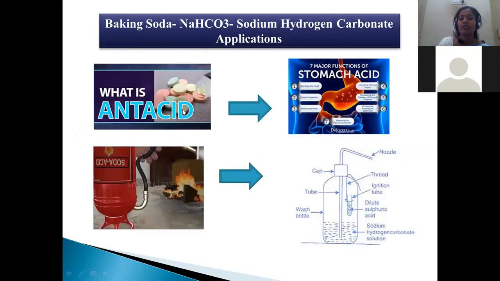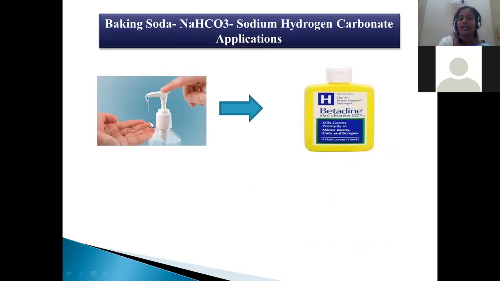In other applications, it is used to neutralize the stomach acid, and in fire extinguishers it is used to stop accidental flames and fires. It is composed of dilute sulfuric acid and sodium hydrogen carbonate. Upon mixing, carbon dioxide gas is evolved, which is used to stop the flames, right? And it also has a mild antiseptic property, hence it is used to kill pathogenic microorganisms.